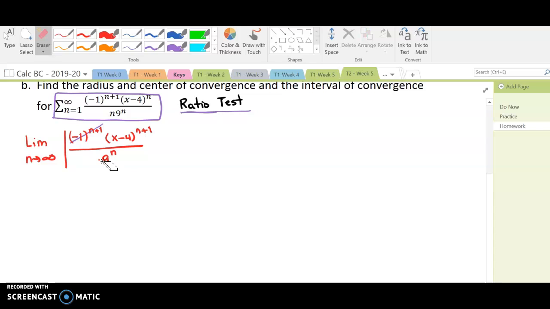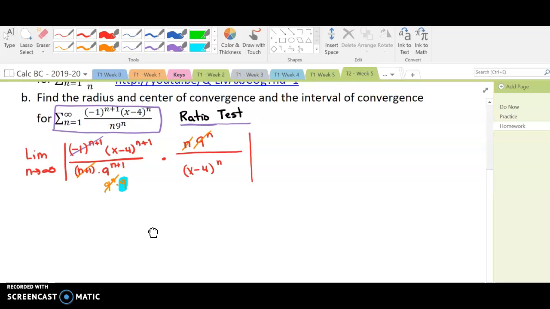And we're going to have n plus 1 times 9 to the n plus 1, all over the same function. Well, instead of writing this down, I'm going to go right to the copy and paste stage. So that's now written here. And so as n gets very, very big, n plus 1 and n both go to 1. And 9 to the n times 9 cancels, leaving a 9 in the denominator.